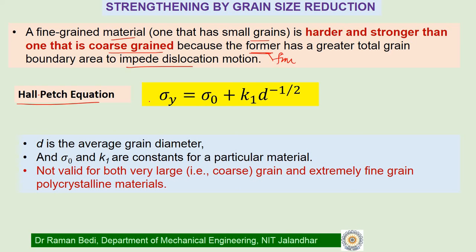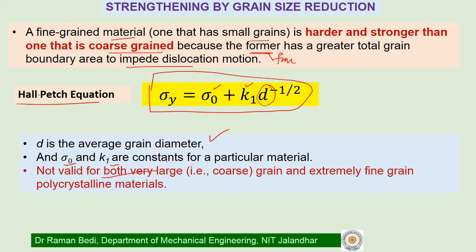And this expression is famously known as the Hall-Petch relation, that is sigma y, the yield strength of the material, is equal to sigma naught, which is a constant, plus k1, which is a constant, times d to the power minus 1 by 2, where d happens to be the average grain diameter. So sigma naught and k1 are the constants. So as we understand here, as you keep on decreasing the grain size, the strength of the material will increase. So a fine grain material will be stronger than a coarse grain material.